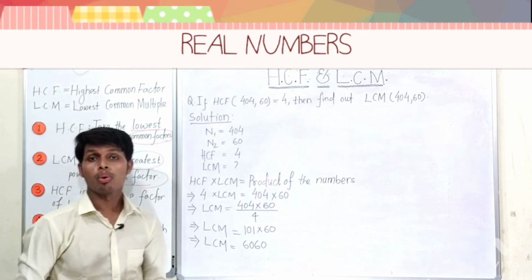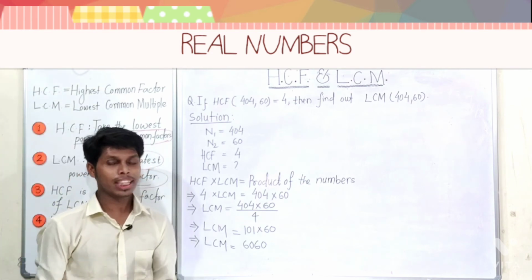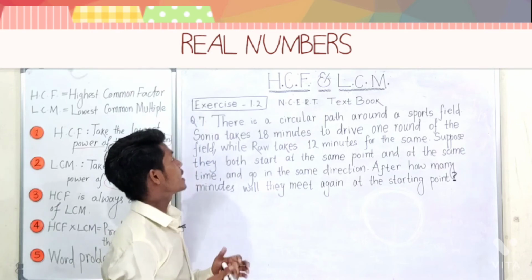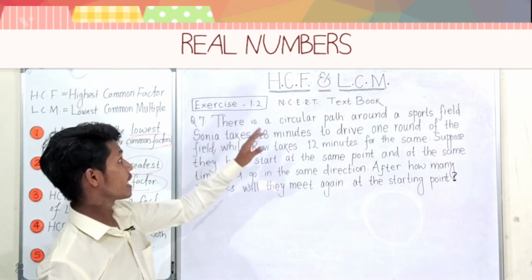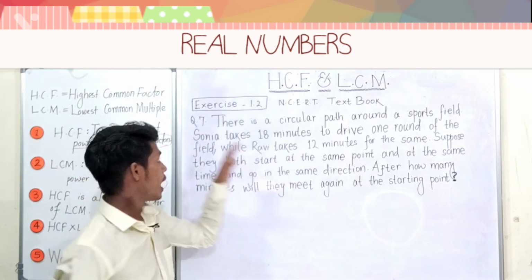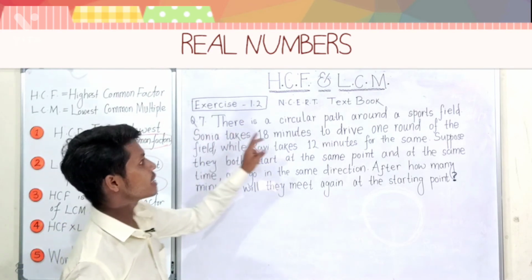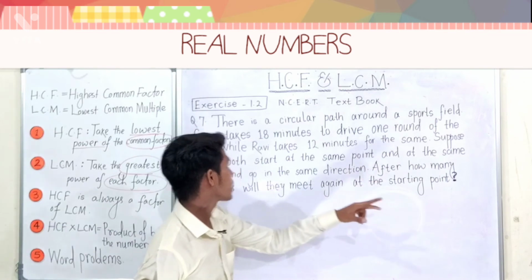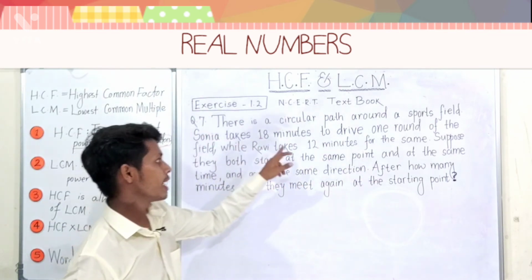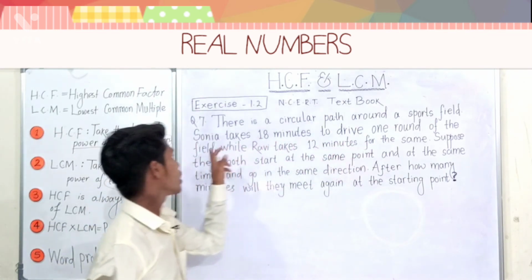Okay, now we will solve some word problems and with that we will end our session. So here it is a word problem from the NCERT textbook, exercise 1.2, and the question number is 7. The question says there is a circular path around a sports field. Sonia takes 18 minutes to drive one round of the field.